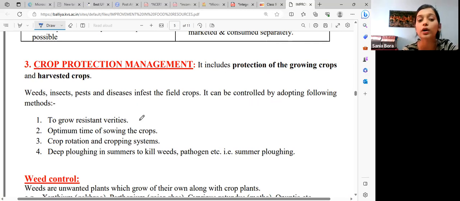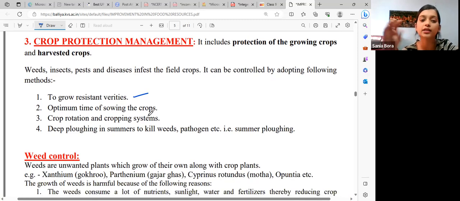First of all, grow resistant varieties. Resistant varieties means grow those crops which are not prone to pest attacks. Second, use the optimum time of sowing the crop. Why? At the correct time, for example, we know that the monsoon will start at a certain time, so accordingly we grow our crops. Similarly, grow the crops like that.